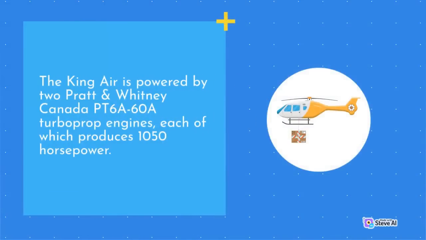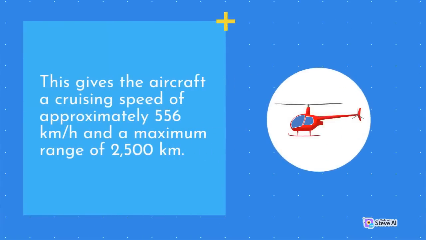The King Air is powered by two Pratt & Whitney Canada PT6 A60A turboprop engines, each of which produces 1,050 horsepower. This gives the aircraft a cruising speed of approximately 556 kilometers per hour and a maximum range of 2,500 kilometers.